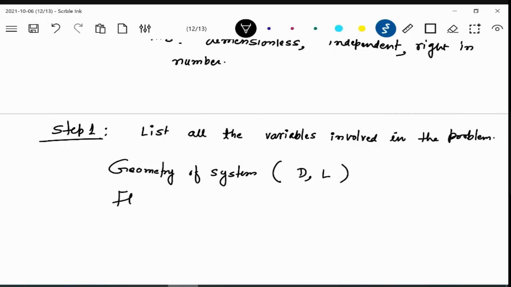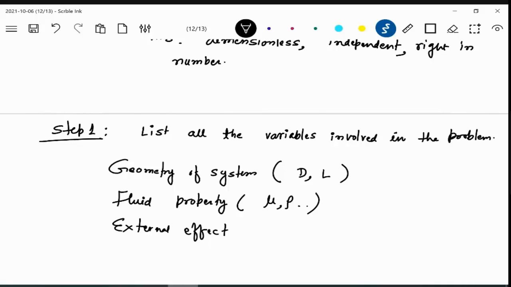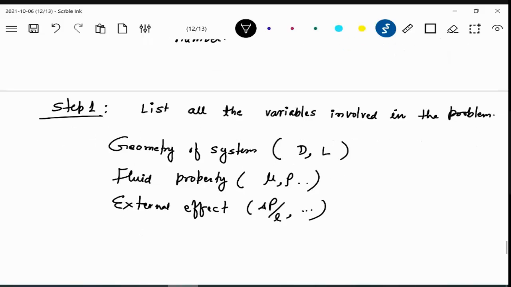What are the fluid properties of the system? Fluid properties like viscosity, density, these are the fluid properties of the system. External effects, that is the forces acting on your system. For example, what is the pressure drop per unit length? Or if you have any shear stresses, all these will come into the external effects.